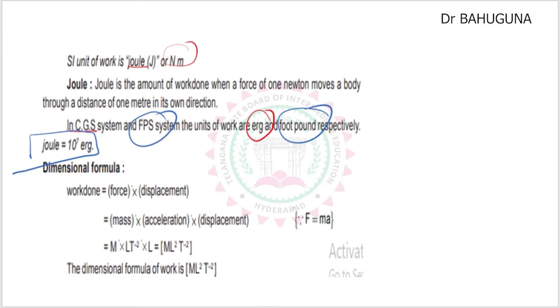1 joule is equal to 10 power 7 ergs. That is a conversion very important for 2 marks. Now, we are going to write the dimensional formula for work.